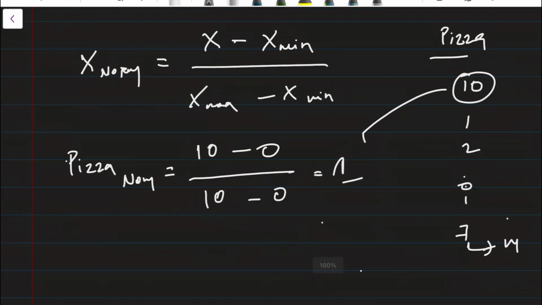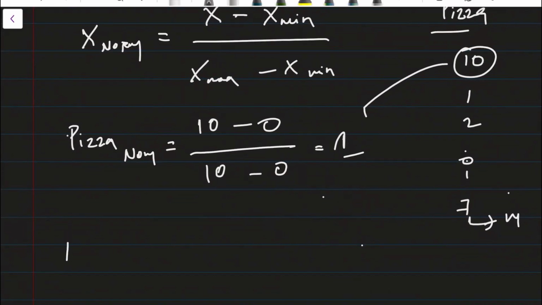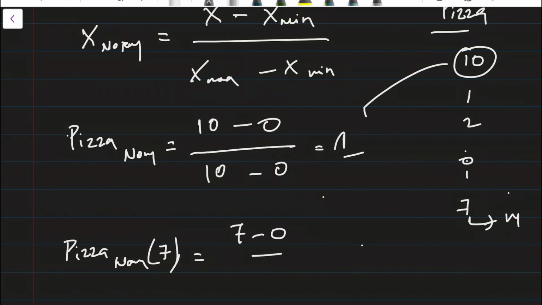So let us take 7. Pizza norm of 7 equals 7 minus 0 divided by 10 minus 0. That is 0.7. So this is converted to 0.7. This is known as normalization. Simple. Why do we use this normalization technique?